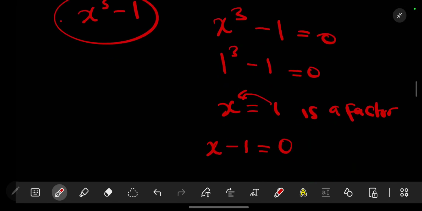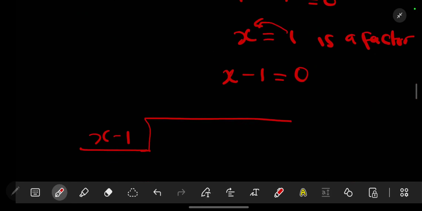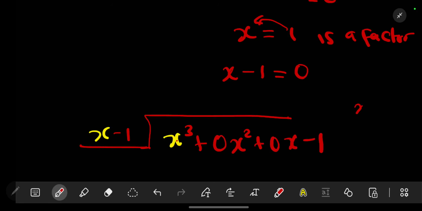Then what you are going to do is divide. So you are going to get your x minus 1. Then you have something like this. Then you are going to put your value here, which is your x to the power 3 minus 1. So you are dividing it. This x to the power 3, we also have this x, let them divide. In fact, you are supposed to make sure that it is in descending power. So this will be 0x squared plus 0x. Then we have minus 1.